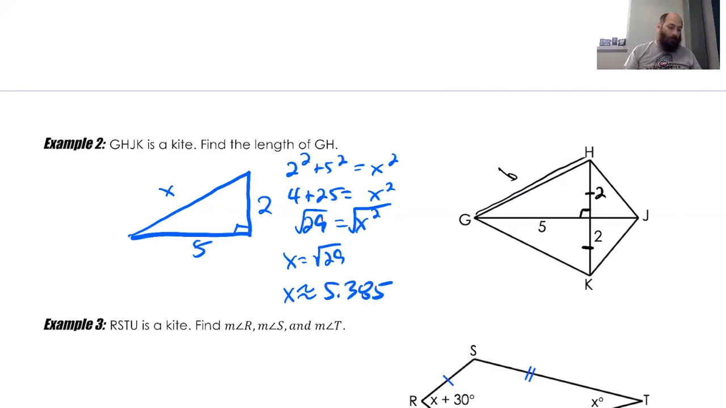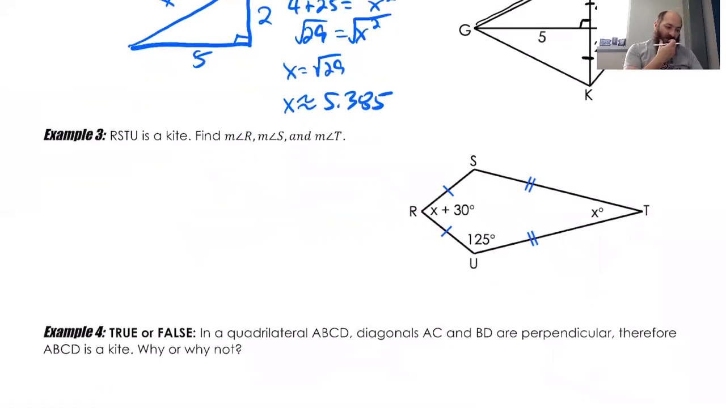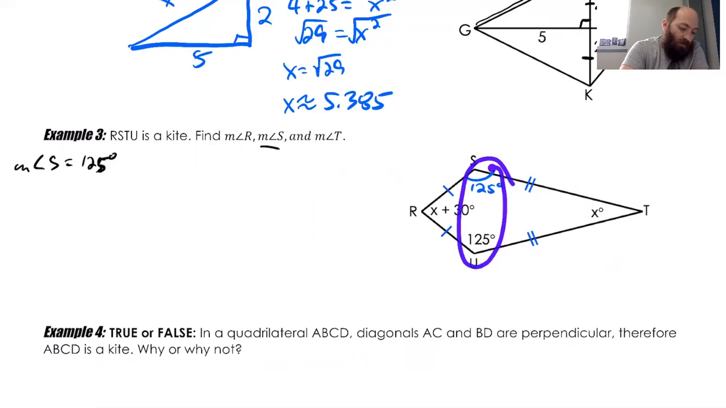Okay. All right. And next example, RSTU is a kite. Find the measure of angle R, the measure of angle S, and the measure of angle T. So when I look at this one, the only thing that applies to our property is the fact that this angle here is also 125 degrees. I don't know a whole lot here, but I found the measure of angle S. Let me write that down to start. That's 125, because that one pair of opposite angles is the only two angles that are guaranteed to be congruent.